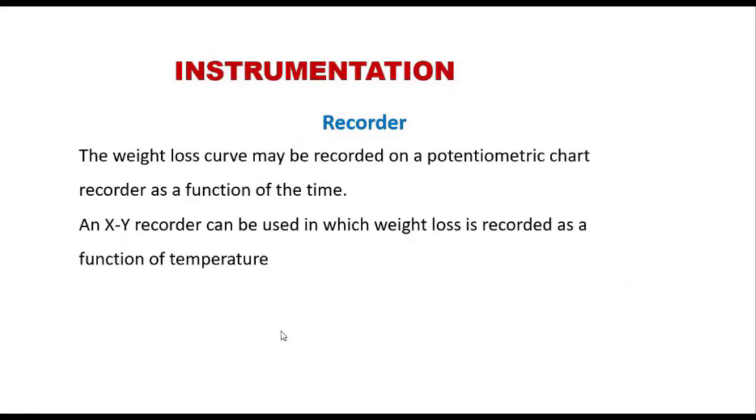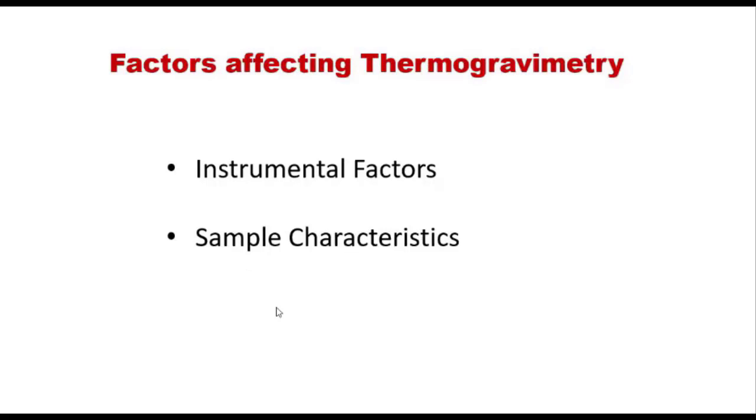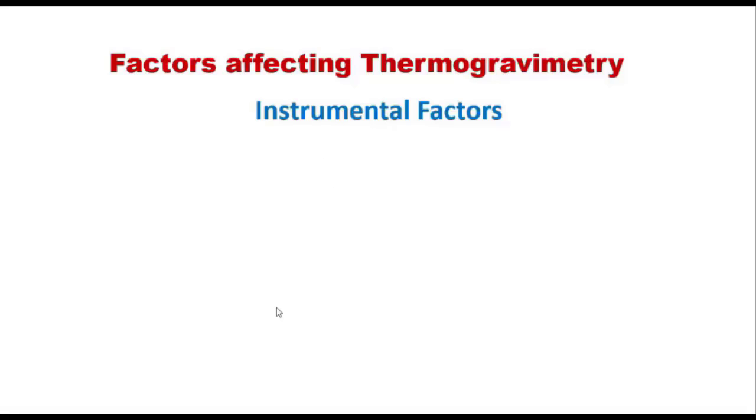And you have a recorder. The recorder records the weight loss and gives the output in the form of an XY graph. On the x-axis you have the weight change and on the y-axis you have the temperature. I have shown one diagram for calcium oxalate monohydrate. Now, there are certain factors that affect thermogravimetry. The two factors are instrumental factors and sample characteristics. So we'll first come to the instrumental factors.